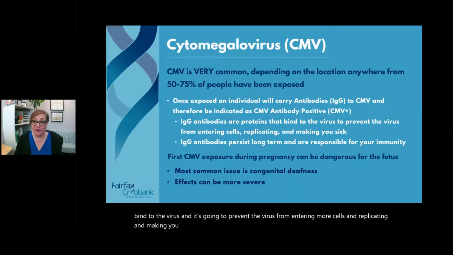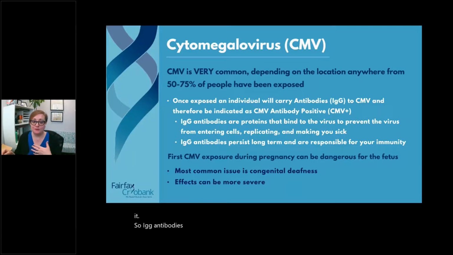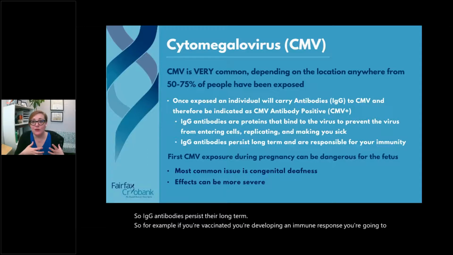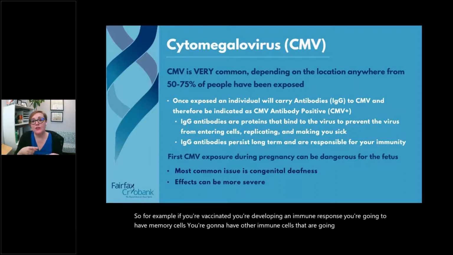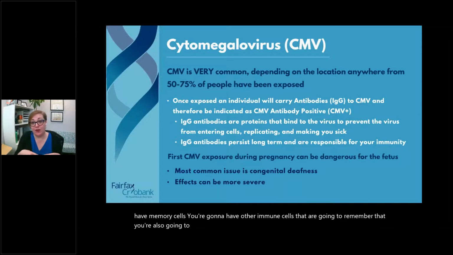So if you have another exposure, your body's going to fight it. So IgG antibodies persist, they're long-term. So for example, if you're vaccinated, you're developing an immune response, you're going to have memory cells, you're going to have other immune cells that are going to remember that. You're also going to have IgG antibodies to that virus specifically in your system, and that's a good thing.